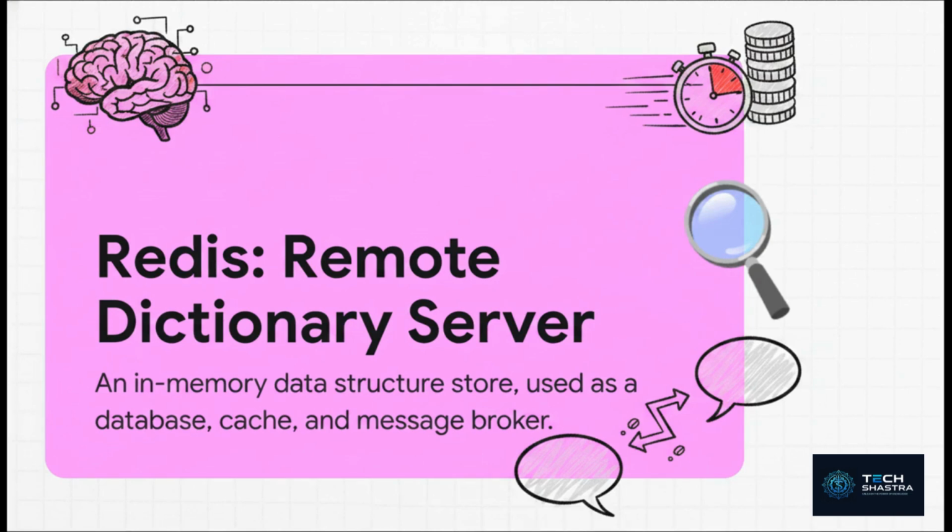You see, it's not just one thing. It's an in-memory database, sure, but it's also a lightning-fast cache for data you need all the time. And on top of that, it can act as a message broker, kind of like a central post office that helps different parts of our app talk to each other instantly. That versatility, that's its real superpower.